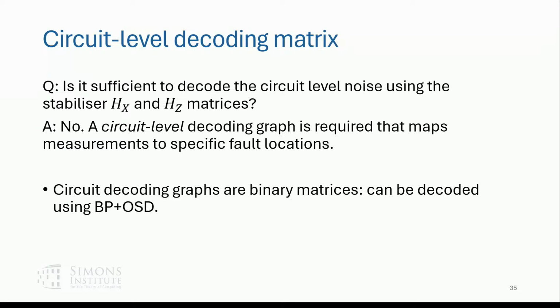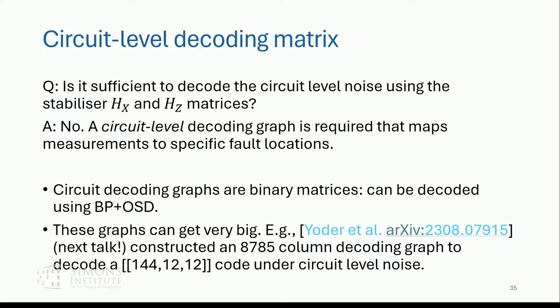Okay, so what typically happens is that these circuit level noise decoding graphs get much bigger. However, one important thing to note is that they are still binary matrices, so they can be decoded using BPOSD. And the other thing to note is that these decoding graphs get much bigger. So in this paper, which will be the subject of the next talk, they decoded a 144.12 code under circuit level noise and had to use an 8,785 column decoding matrix. So we see that our decoding matrix increases from 144 to 8,785. So that's a pretty huge expansion in the complexity of the decoding problem.